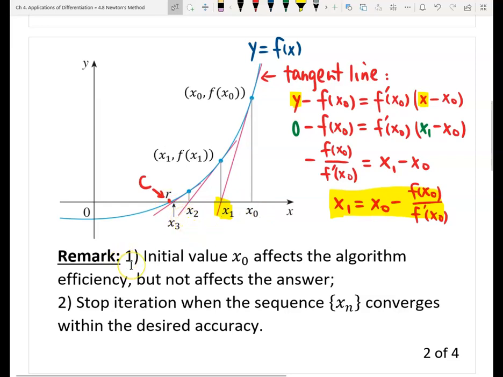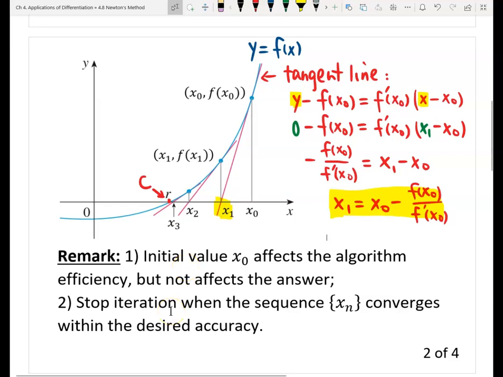Now we have two comments for you. The first: how to choose the initial value? Someone will choose the initial value here, or on the left side or the right side, or somewhere else. This algorithm is very good, and no matter where you choose, it usually will not affect the answer. But of course it will affect the efficiency of your algorithm, which means if you choose differently, you probably need more steps to converge. This is the first comment.